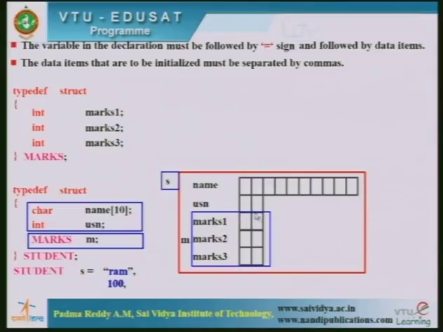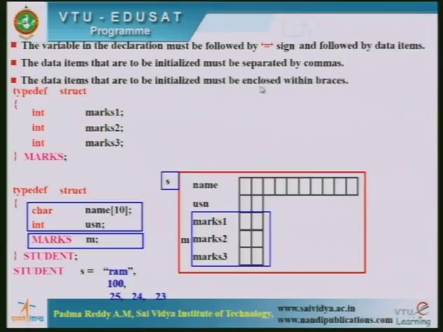And next what we have? Marks 1, marks 2 and marks 3 all are of type what? Integer. Remember, it is a structure. So what I write? I write 25, 24, 23 within the braces like this. So here the data items that are to be initialized must be enclosed within braces. So this is one field, this second field, and the whole thing is treated as a third field, and all these three fields must be enclosed within braces like this.